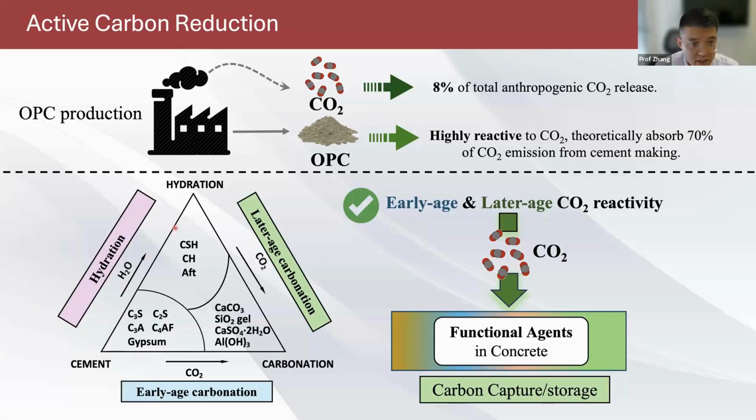Okay, hydration reaction. So C3S and C2S, those are the mineral phases in cement, will react with water, forming CSH, which is a major binding gel in concrete, calcium hydroxide and AFt. But if we let the cement be exposed to CO2 instead of water, we call it early age carbonation. So carbonation reaction will occur instead of hydration. C3S and C2S will convert into calcium carbonates, silica gel, etc. So it's called early age carbonation.